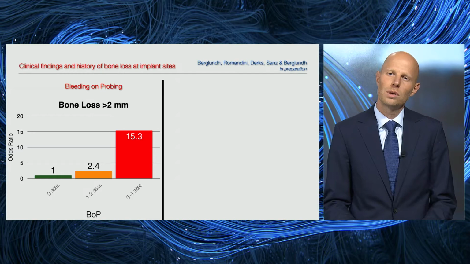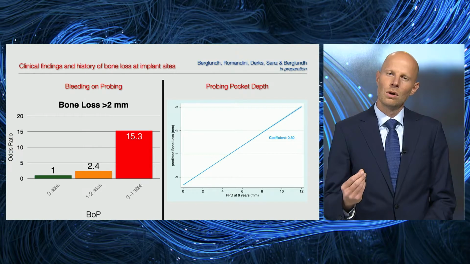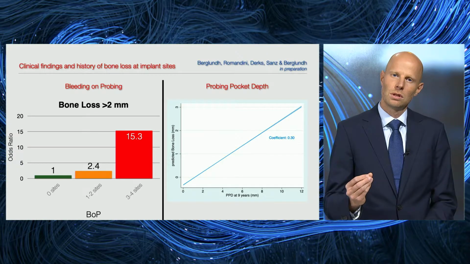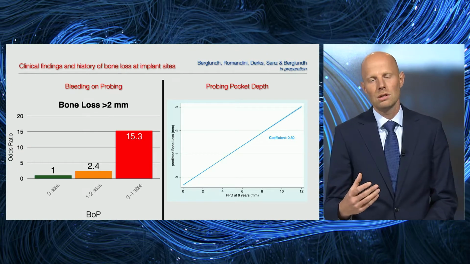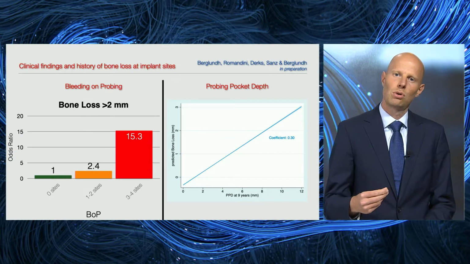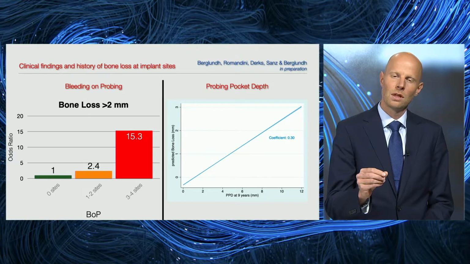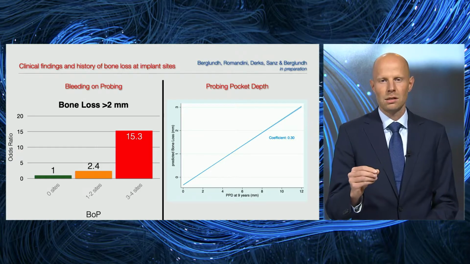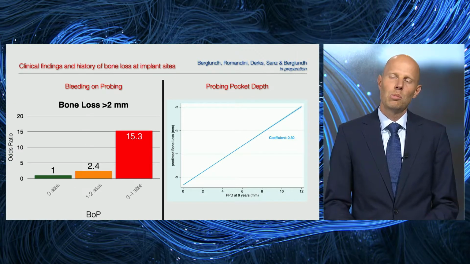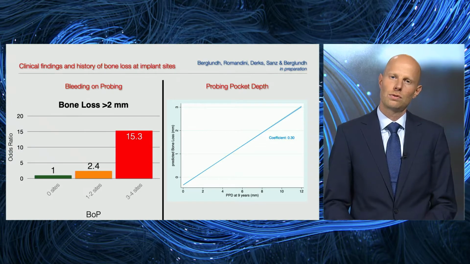Not only that, if we add the millimeter scale, the probing pocket depth, this parameter is also a strong indicator for bone loss. With an increase of probing pocket depth of 1 millimeter, you can expect an increase in bone loss of 0.3 millimeter. There's a strong correlation between these two parameters. So my point here is that the clinical assessment that you can cheaply and easily repeat on an annual basis are the ideal measures to monitor implants over time.